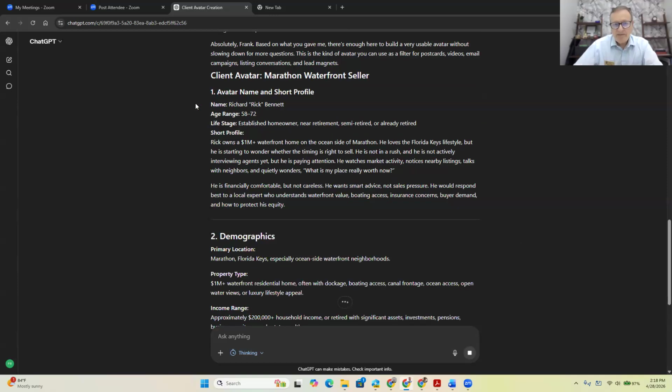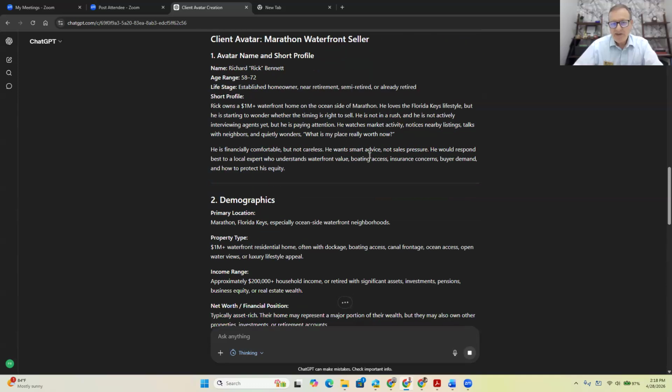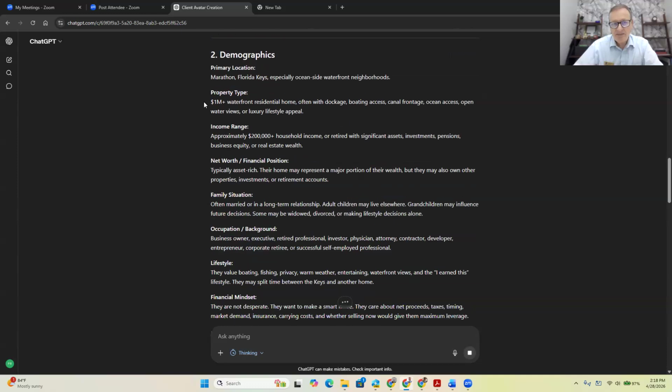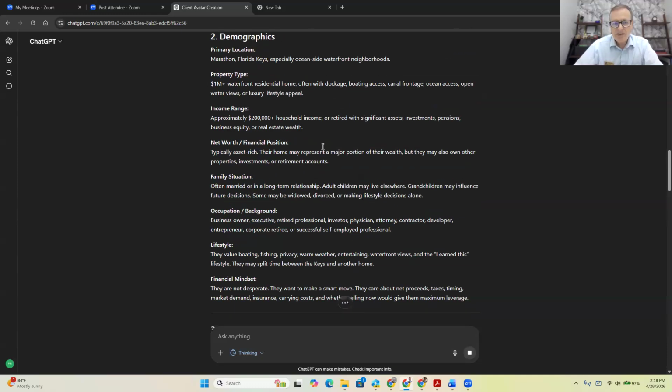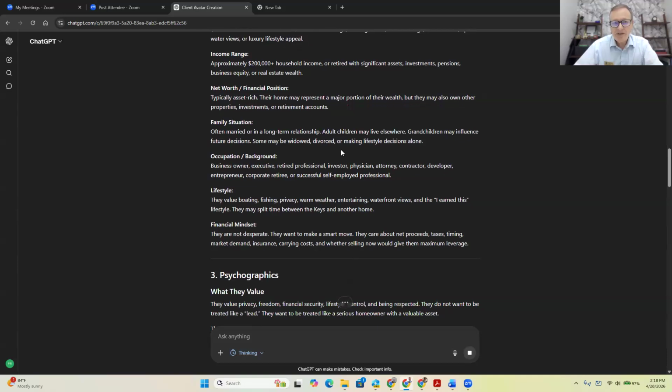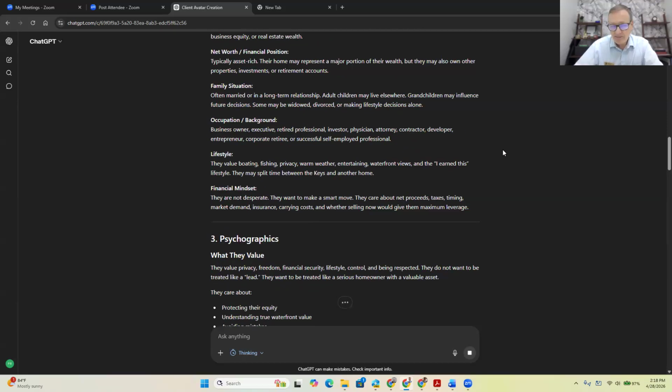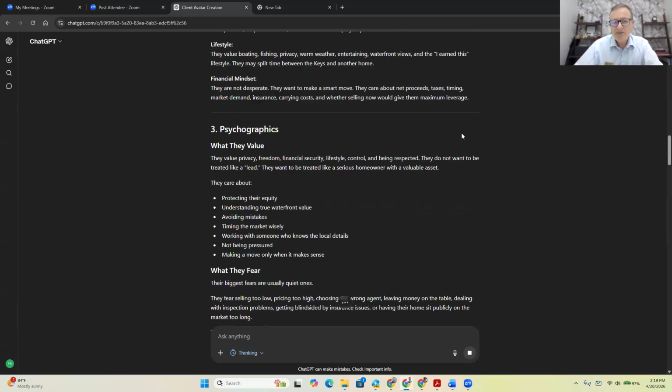And here you go. So it's given it a name. It's given it an age, life stage, short profile. He's financially comfortable, but not careless, wants smart advice, not sales pressure. Good. Demographics: primary location, property type, income range, net worth, family situation, occupational background, lifestyle, and financial mindset. Some of this may seem very obvious, like, oh yeah, of course that's the answer, right? They value boating, fishing, privacy. Might be a business owner, executive, retired professional.